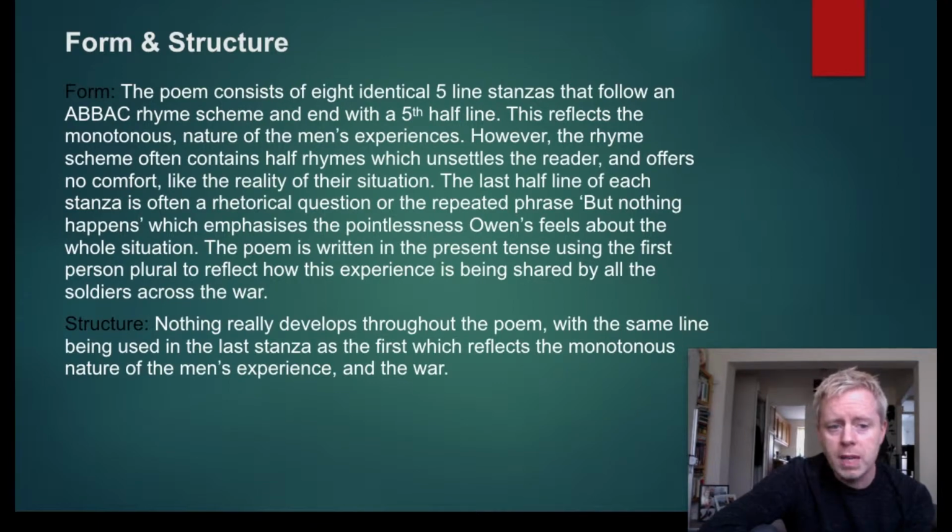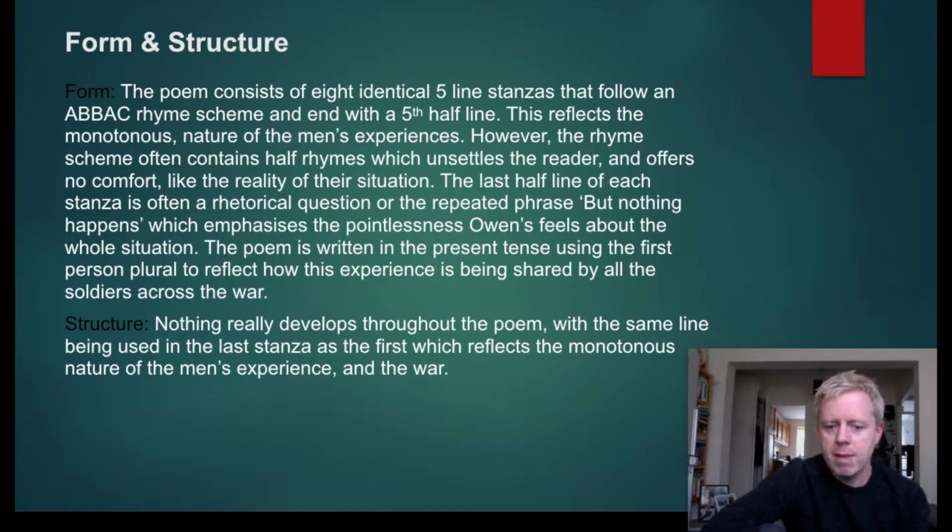However, the rhyme scheme often contains half rhymes, which unsettles the reader and offers no comfort, like the reality of the situation of the soldiers. The last half line of each stanza is often a rhetorical question, or the repeated phrase "but nothing happens," which emphasises the pointlessness Owen feels about the whole situation. The poem is written in the present tense, using the first person plural to reflect how this experience is being shared by all the soldiers across the war.